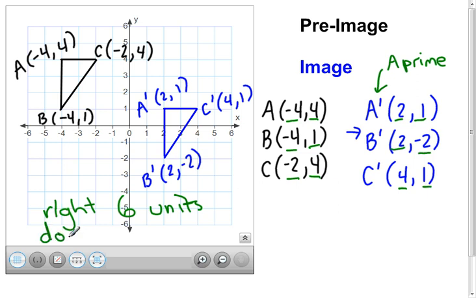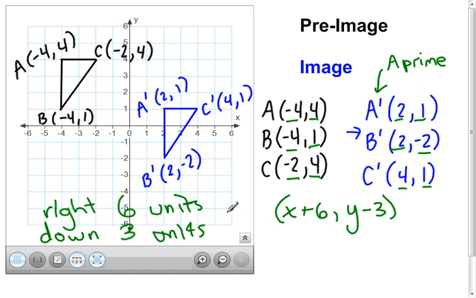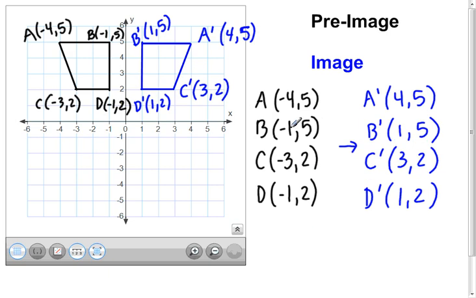Down 3 units. And I'm going to show you what's called coordinate notation with this. So we took each x value, and to move it to the right 6, we added 6. We took each y value to move it down 3. We take the y and subtract 3. So we went from our normal point, which is just an x, y point, and changed it to x plus 6, y minus 3.